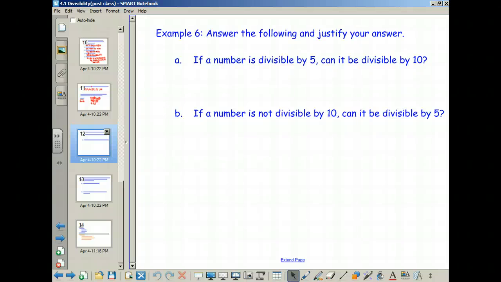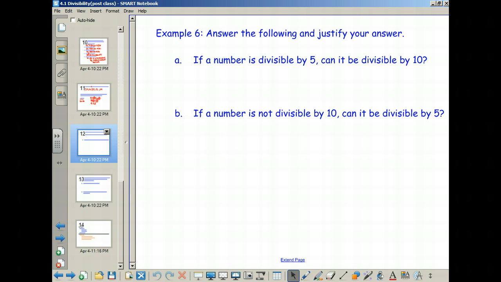Left of section 4.1 for divisibility, and then we're going to move into 4.2, which takes some of these ideas and extends them a little farther. So last time we were talking about some different divisibility ideas, and we have just a couple left to do. Example 6 says to answer the following and then to justify the answer that we have decided.